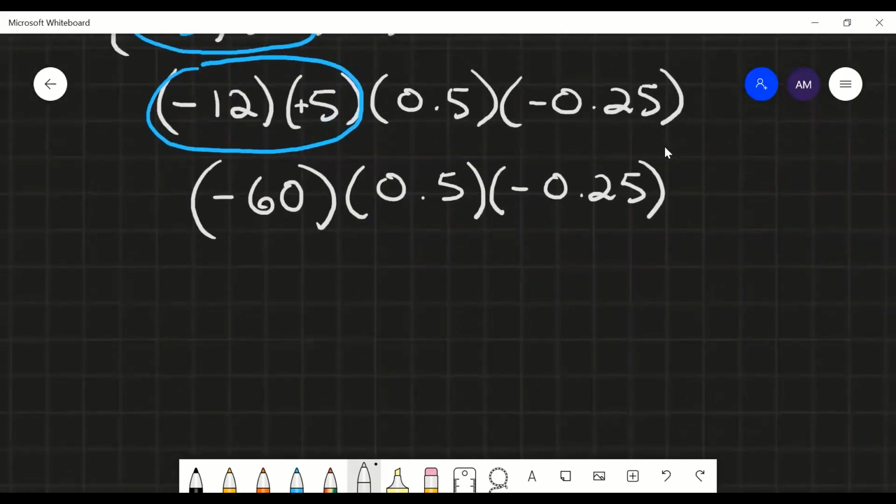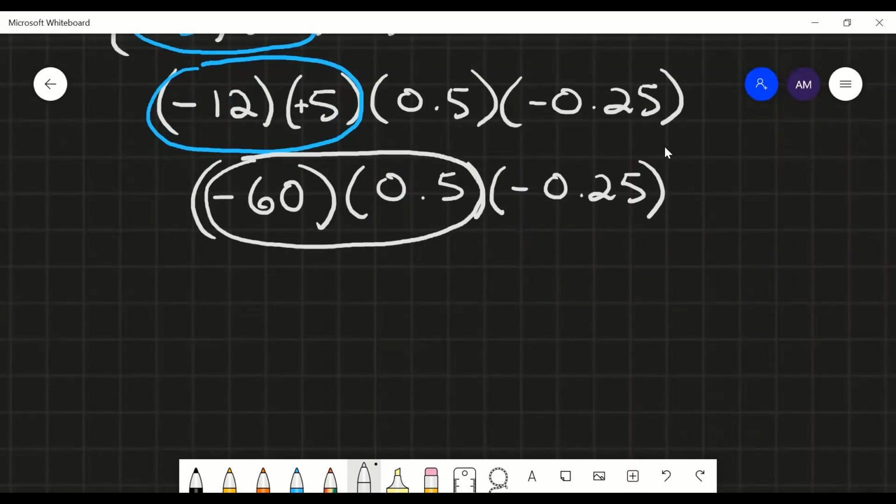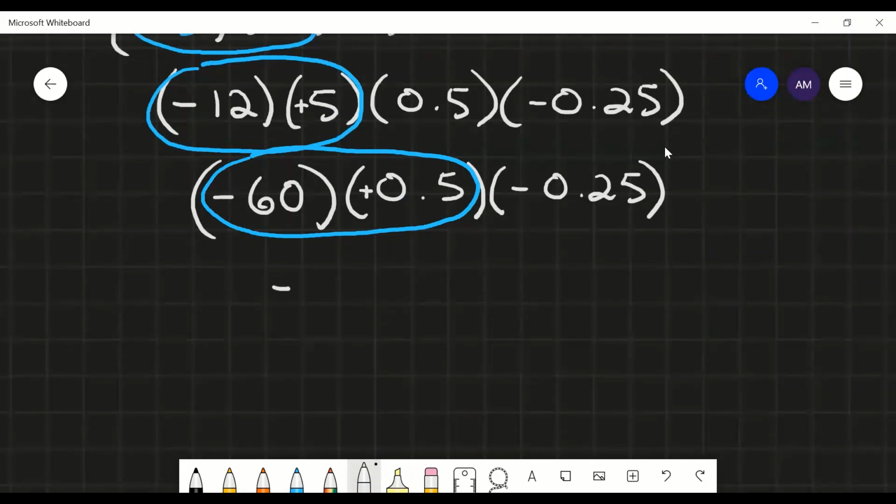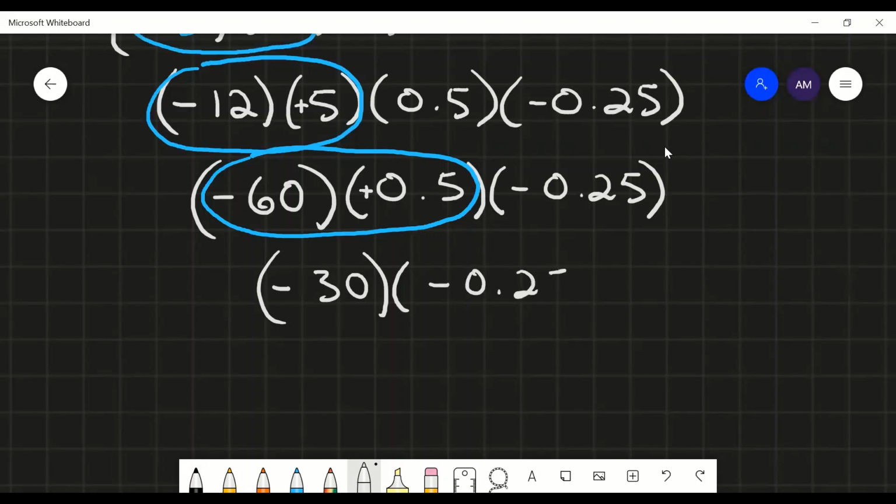Okay, what about minus 60 times 0.5? Well, remember that the 0.5 has no symbol in front of it, so we have to assume that it's positive. So that would make a minus times a plus is another minus. 60 times 0.5 is 30, times the rest.